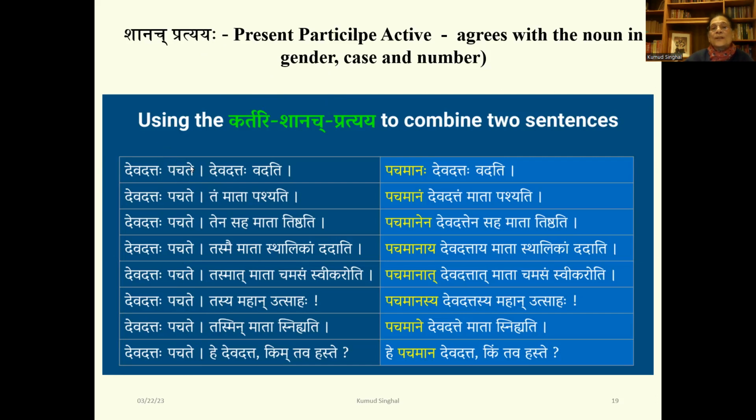So there it was Pachati. Here it will be Pachate, right? So Devadatta Pachate. It is the same example. Devadatta Vadati. So instead of this one, Pachan Devadatta, you will have Pachamana Devadatta, because this is the Shanach form and the Pach Dhatu is here used as Atmanepadi, and the rest will be the same.